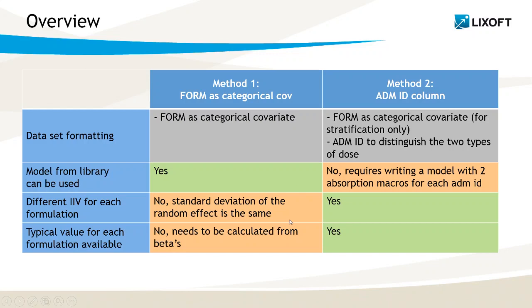On the opposite, the drawback of method 1 is that it is not possible to have different inter-individual variabilities for each formulation. The standard deviation of the random effects will be the same for parameter Ka, although Ka pop will be different for formulation 1 and formulation 2. And the second drawback is that you don't get the typical values for both formulations directly in the interface. You need to calculate them from the betas. So both have pros and cons.